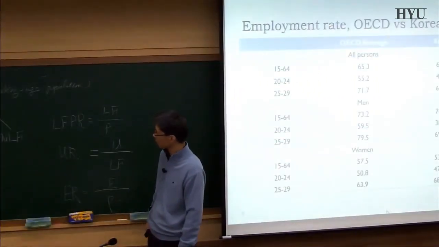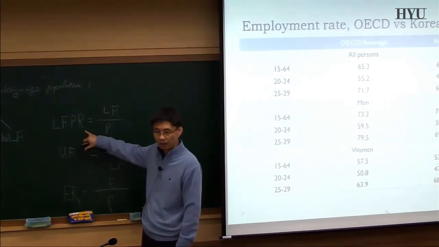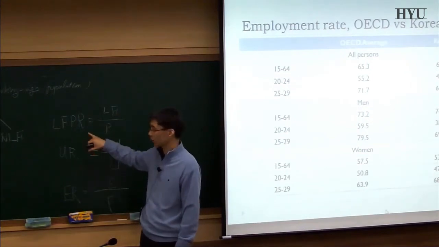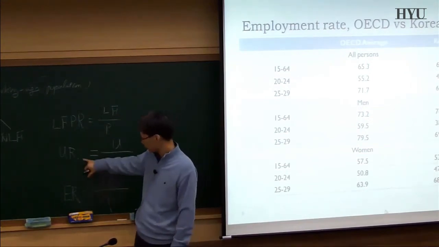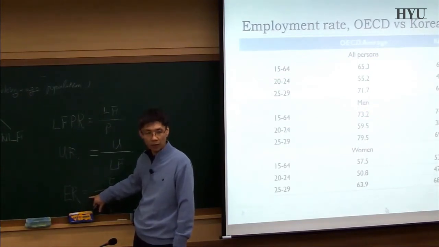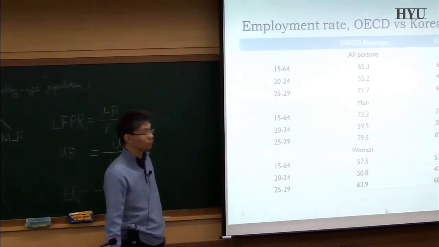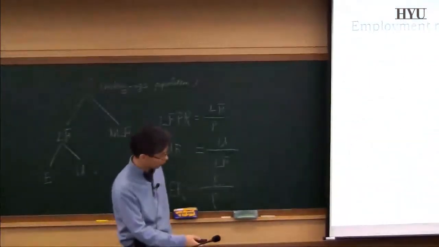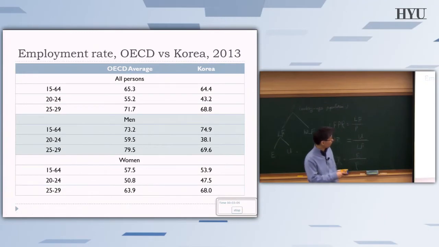When we look at Korea, the LFPR, especially for women, tends to be low, right? And they have an M-shaped labor force participation rate. The UR is quite all right, but the employment rate, especially for women and young people, is quite low compared to other OECD countries. For example, for men 20 to 24, the OECD average is 60, Korea is only 38. For 25 to 29, 80 versus 70. So you can see the big difference in the employment rate.